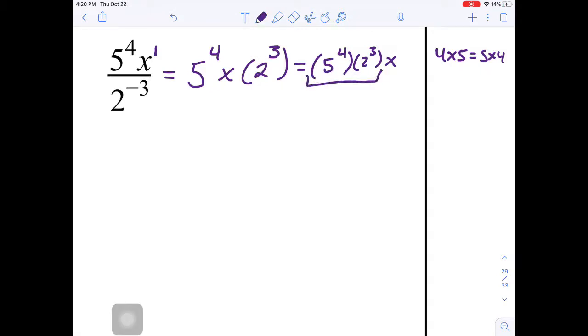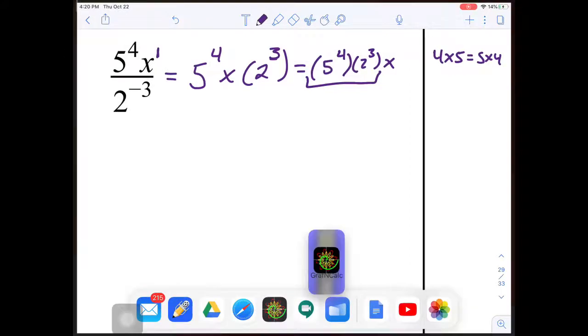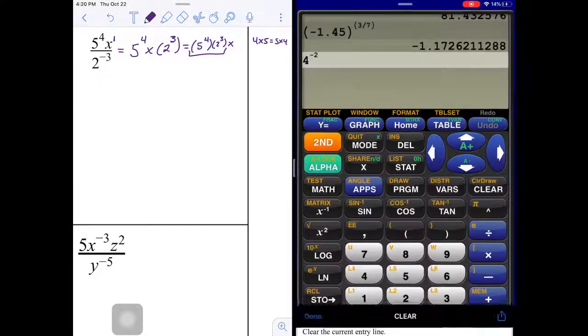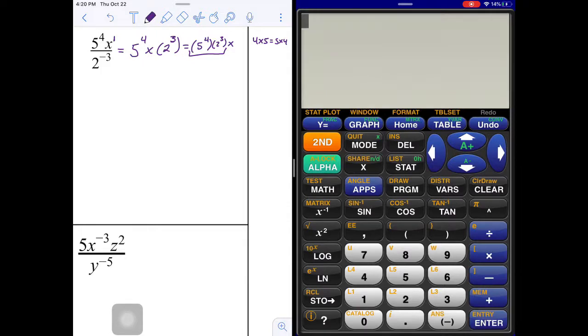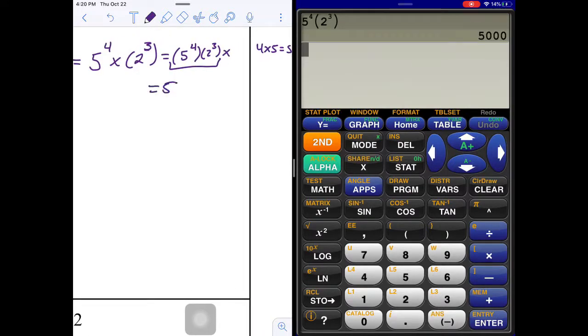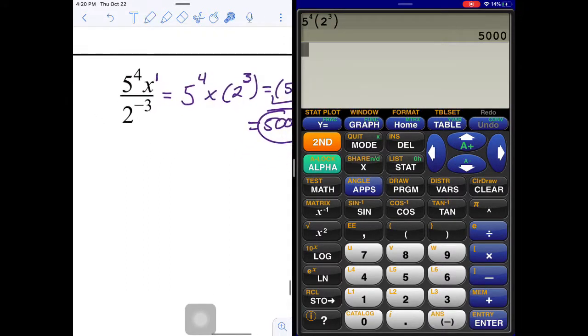So 5 to the power of 4, that's kind of tricky to know, so I'm just going to plug this into my calculator. This would be 5 to the power of 4, and remember, your power button is over here. Bracket 2 to the power of 3 bracket. And that becomes 5,000. Now, can we really do anything with this x variable? No, there's no other x variable to manipulate it with. So nothing's going to happen to that x variable, it just follows along. So it'll be 5,000x.